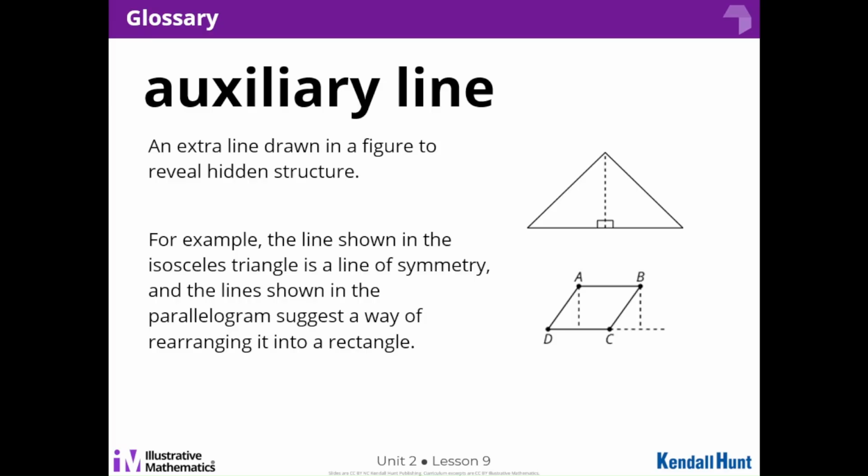For glossary terms, we start with auxiliary line, an extra line drawn in a figure to reveal hidden structure. For example, the line shown in the isosceles triangle is a line of symmetry, and the lines shown in the parallelogram suggest a way of rearranging it into a rectangle.